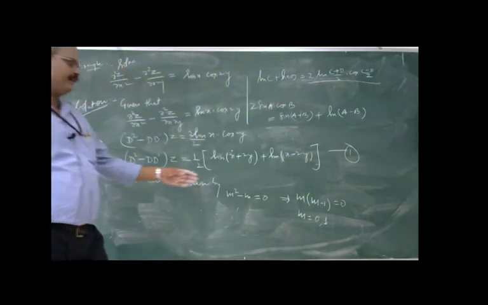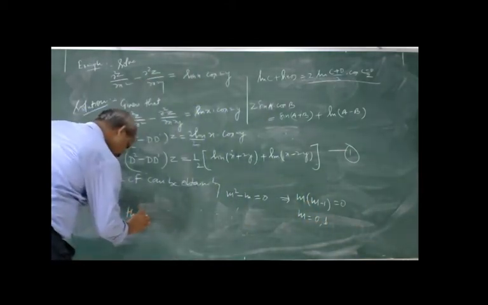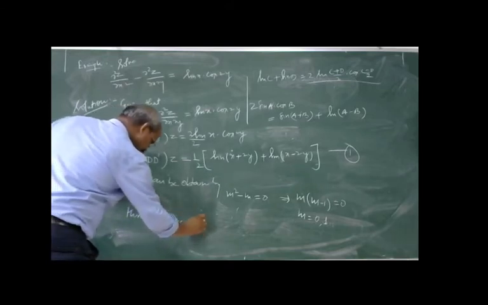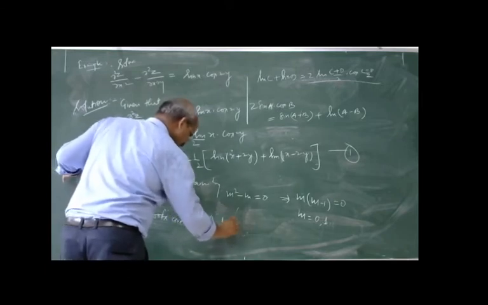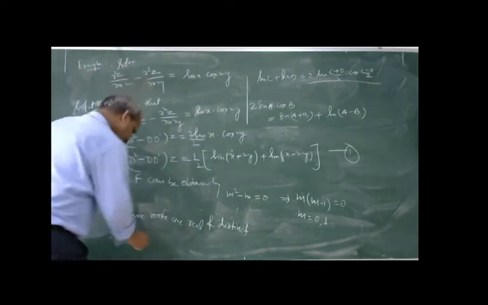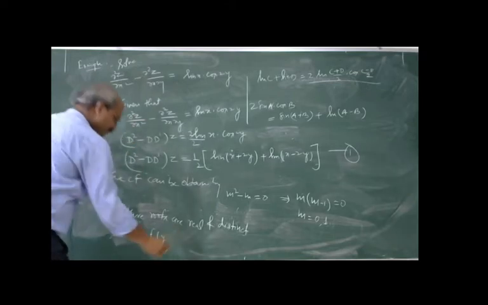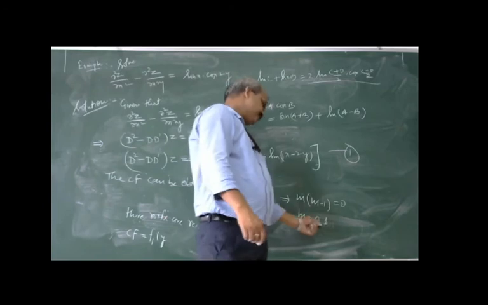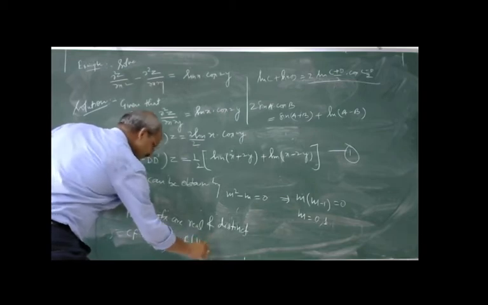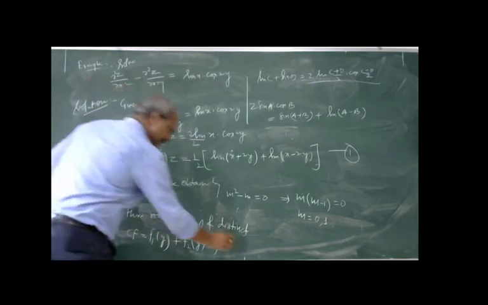So there are two real and distinct roots. So CF is equal to f1(y+m1x) plus f2(y+m2x). It means m1 is 0, so f1(y) plus f2(y+x), since m2 is 1. So this is the second equation.